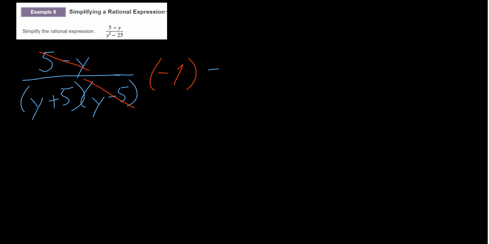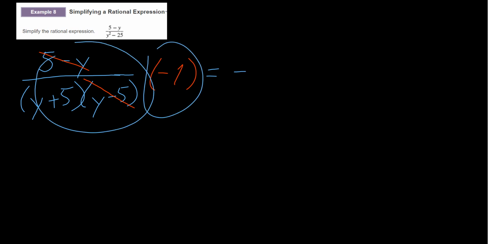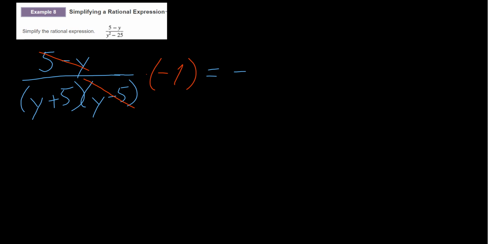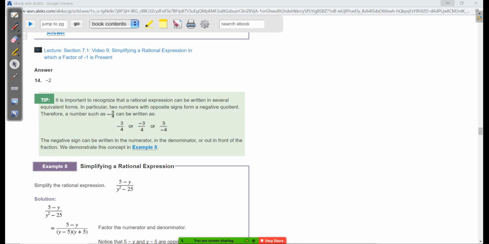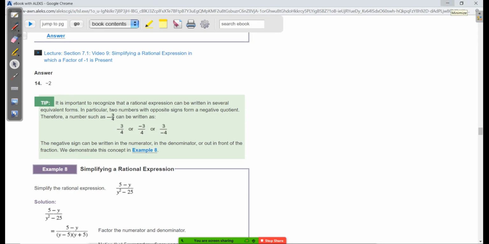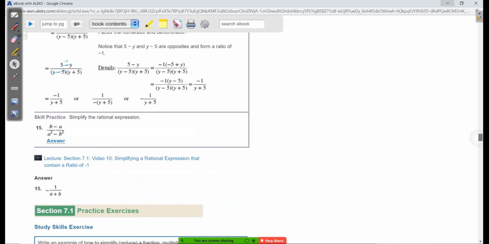So this in turn will be a negative, because again, it's this fraction times a -1, so it's going to be a negative fraction. All right, so we're going to have a 1 in the numerator and a y plus 5 in the denominator. So a -1 over y plus 5. And yeah, that does conclude the lecture.